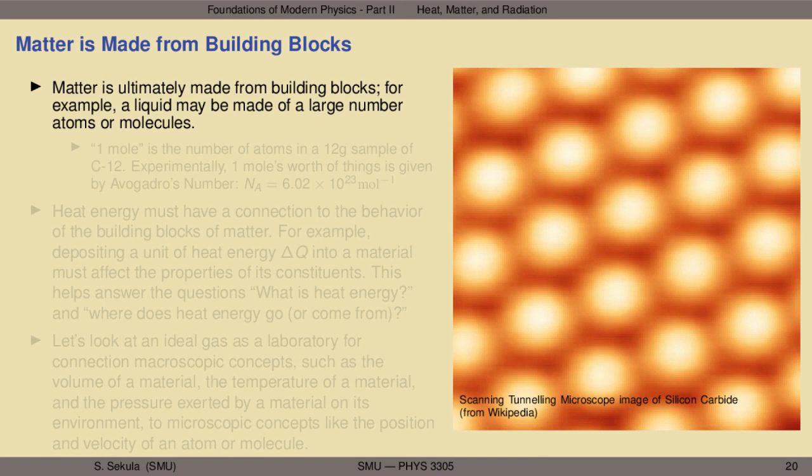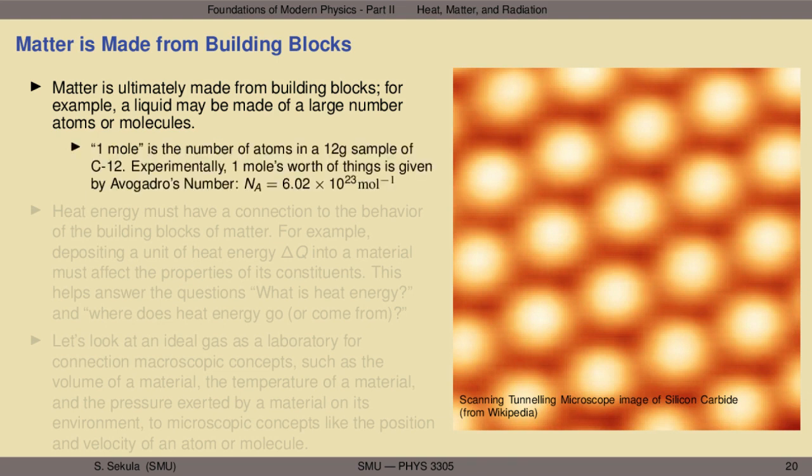Now, matter is ultimately made from building blocks. For example, a liquid may be made of a large number of atoms or molecules. The atomic theory would not really be accepted as a reliable description of nature until about 1905. But once one adopts the atomic theory as the correct description of material bodies, one is then forced to conclude that the large-scale macroscopic properties of a material object are somehow connected to the microscopic behaviors of the building blocks from which that material is constructed.